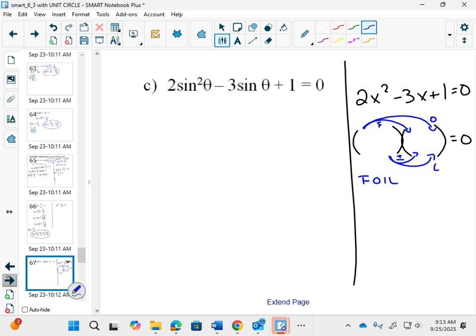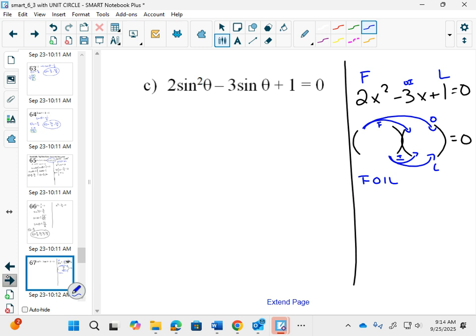But an analysis of this is really important because your first ones will always be this one. Your last ones will always be this one. And your outside and inside will get combined for the middle one. And knowing this can make factoring really, really easy. Even when there's a number in front of the first one, you're like, ooh, those ones are harder. But I'm going to say an analysis of this can make these easy as well.